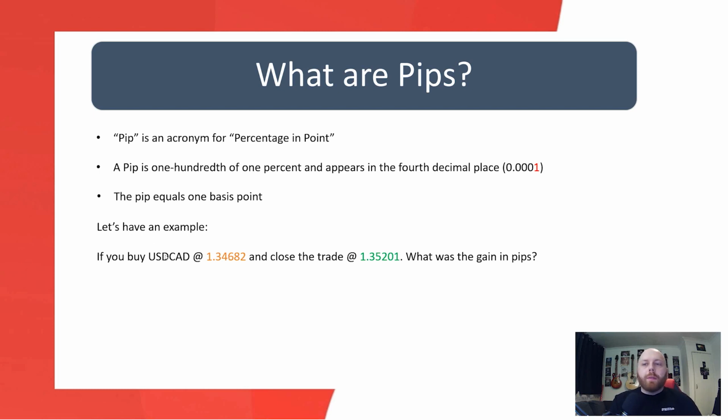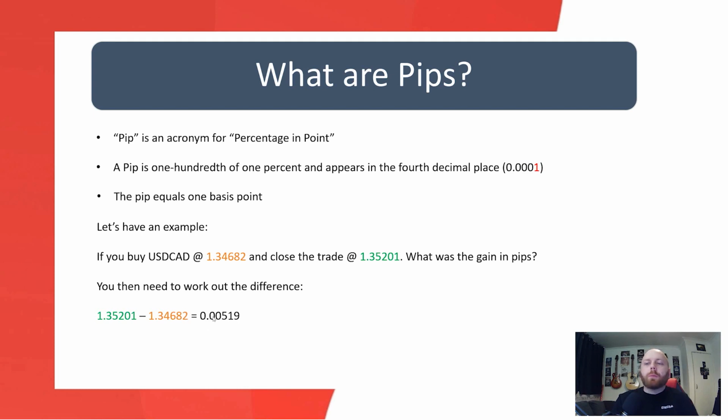Now, if the US dollar rose in value and I closed the trade at 1.35201, what was the gain in pips? So have a think. How do you think you would work that out? Well, when we work out the difference, it's really simple maths. You just take the largest value, which in this case was what we finished on, 1.35201. We minus that from the initial value of 1.34682, and that equals us 0.00519.